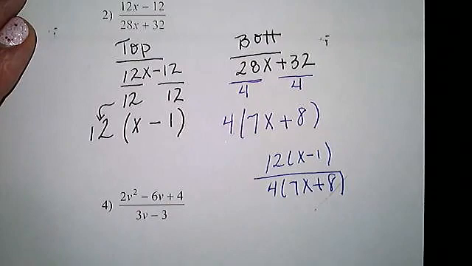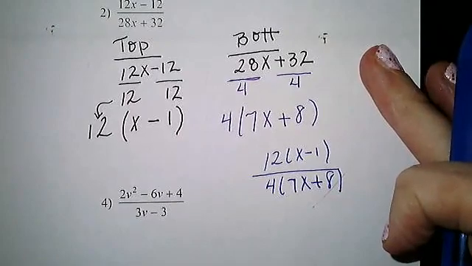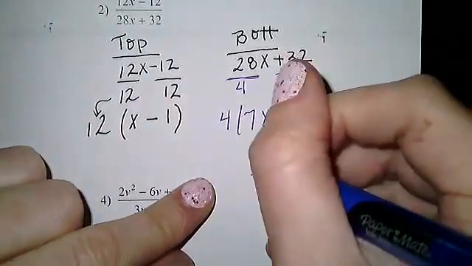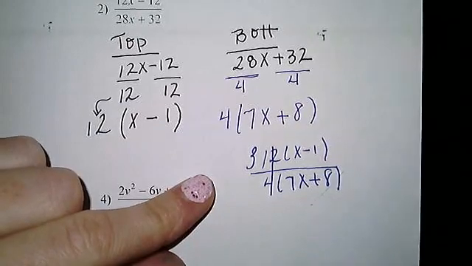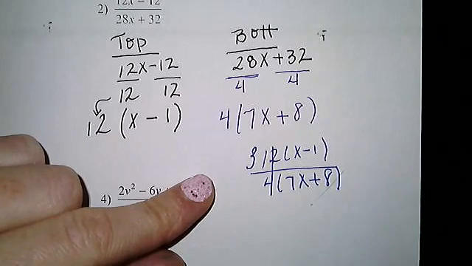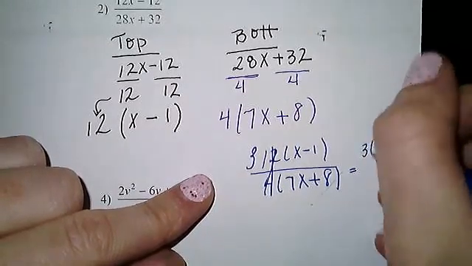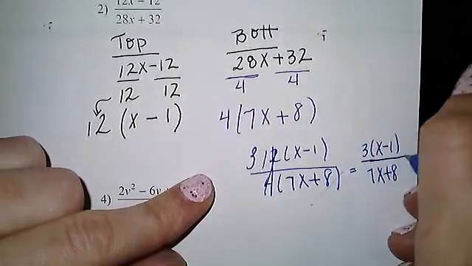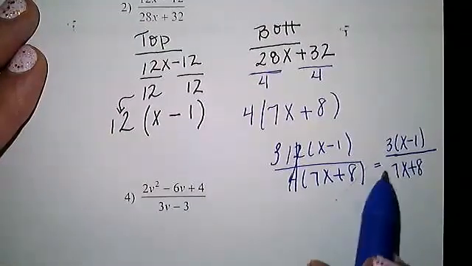So does anyone know if 12 over 4 reduces or divides? If what over what? 12 over 4. It's 3. So we can just put a 3 at the top. Okay. Yep, you got it. Okay, so that's the answer. You don't really have to rewrite it unless you really want to. You can make it 3 parentheses x minus 1 over 7x plus 8. Can you guys tell that's a 7, not a 1?